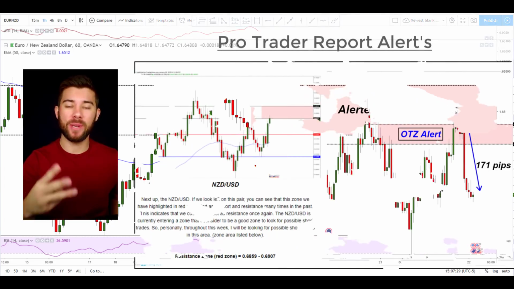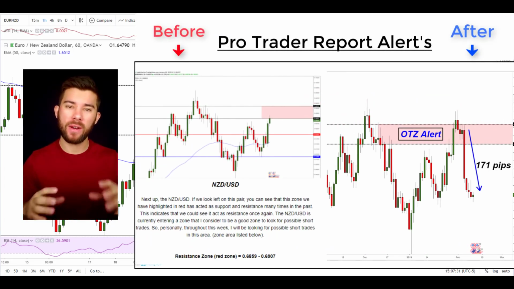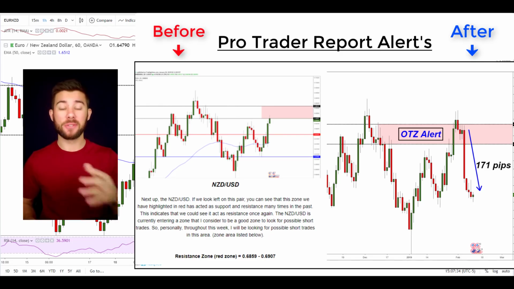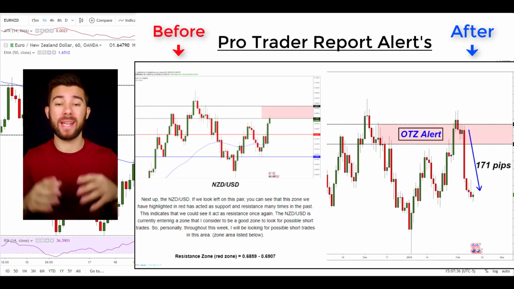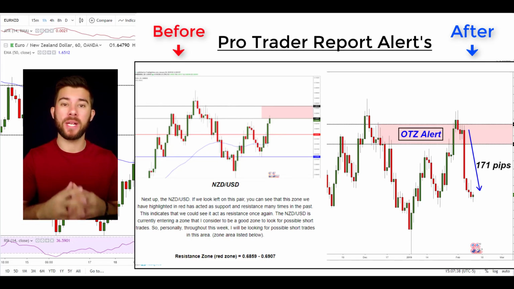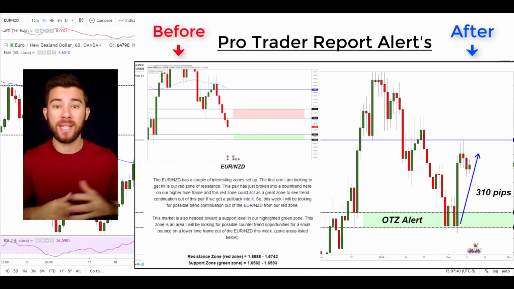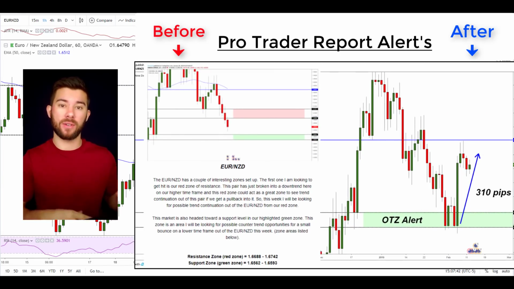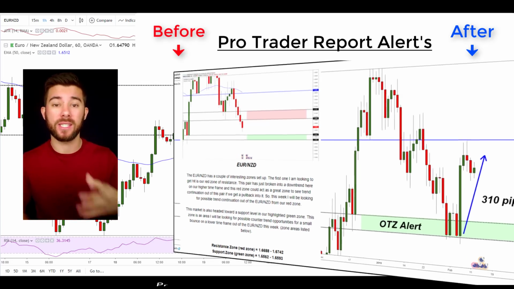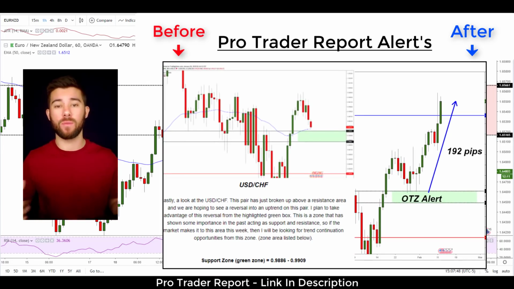Over the past 3 weeks, I've been sending out a report to a very exclusive group of traders. This report is called the Pro Trader Report, and in it, I've been pointing out my top 3 to 5 zones that I plan to take trades in throughout that particular week. On the screen in front of you, you can see examples of some of those zones, examples of some of those reports, and how they've worked out.